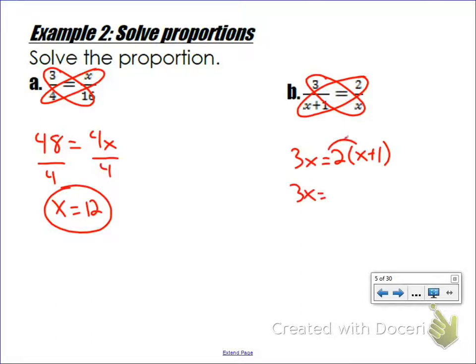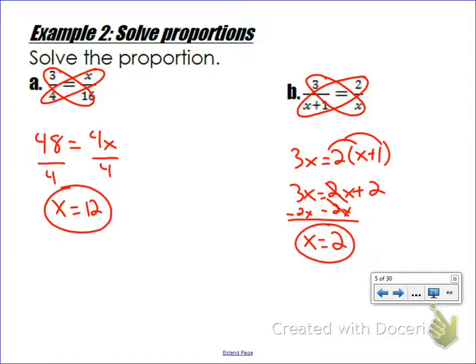So 2 times x and then 2 times 1 is going to give me 2x plus 2. We want to get our variables on the same side, so I'll subtract 2x from both sides. The 2x's will cancel. 3x minus 2x is going to be x, and that's going to be equal to 2. Now, if you want to check your answer proportion, we can just plug it in.